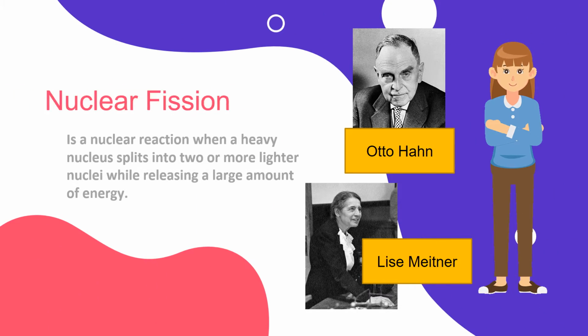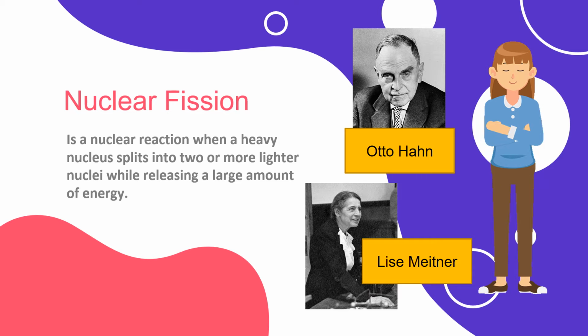Next, what is nuclear fission? Nuclear fission is a nuclear reaction when a heavy nucleus splits into two or more lighter nuclei while releasing a large amount of energy. Nuclear fission of heavy elements was discovered on Monday, 19 December 1938 by German chemist Otto Hahn and his assistant Fritz Strassmann in cooperation with Austrian-Swedish physicist Lise Meitner.